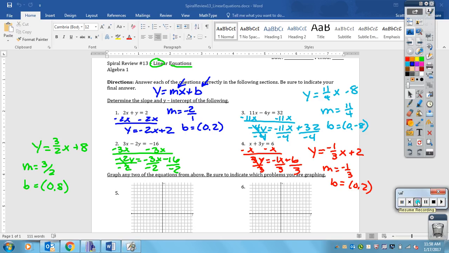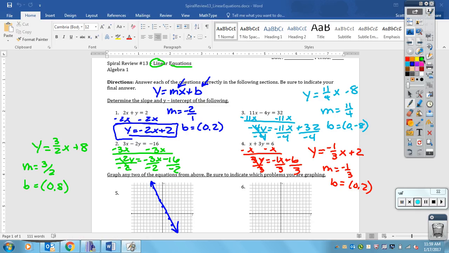5 and 6 ask us to graph any two of the equations from above. Be sure to indicate which ones you're graphing. I'm going to graph all of them. So I'll make first graph number 1. I'll do it in blue. This was negative 2x plus 2, so my y-intercept is 2. My slope is negative 2, so it's going down 2 over 1. It should look something like that.